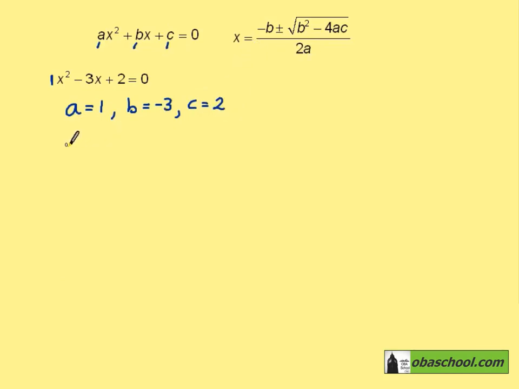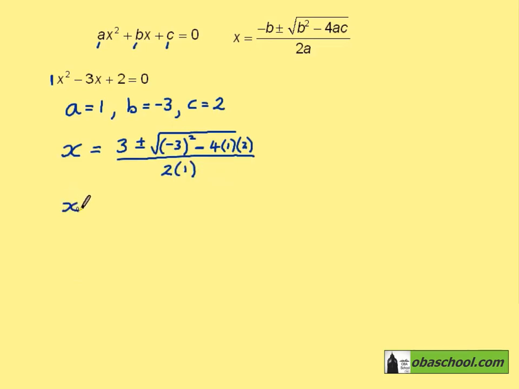We can now substitute into the formula. X equals minus b. If b is minus 3, then minus b must be 3, plus or minus the square root of minus 3 all squared, take away 4 times a times c, all divided by 2 times a.